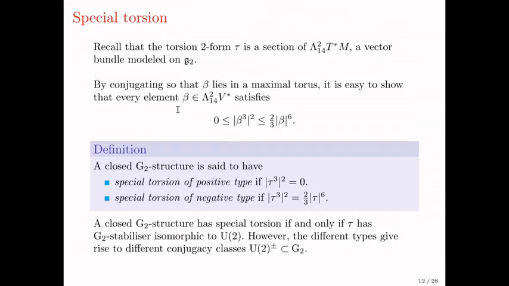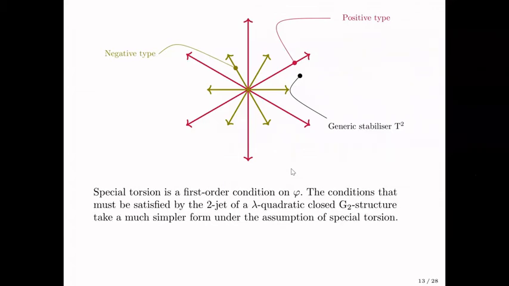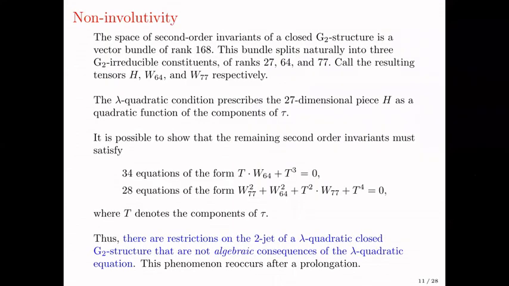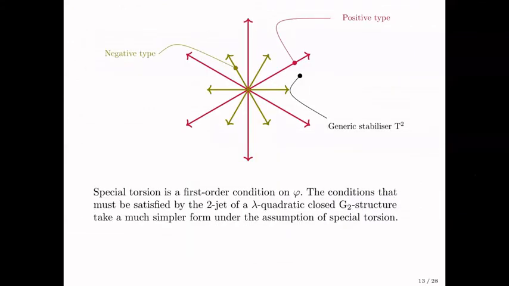These special torsion conditions are first order equations because tau is a first order invariant, so it's a first order condition on phi. The reason they're useful to think of in this context is that saying tau has special torsion means that these components of tau take a very special form, and the equations that must be satisfied here simplify massively under this assumption. So that's why special torsion is a useful thing to think of here. These conditions have a much simpler form if you assume already that your structure has special torsion.